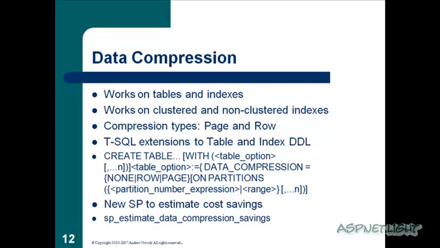Here's the syntax, very simple. When you create a table, write something like this: table option data compression, none, row, or page, on partitions. This is the very simple syntax. So you can declare table data compression at the time of table creation. Here is the system defined stored procedure where you can get information about cost savings or the estimation.